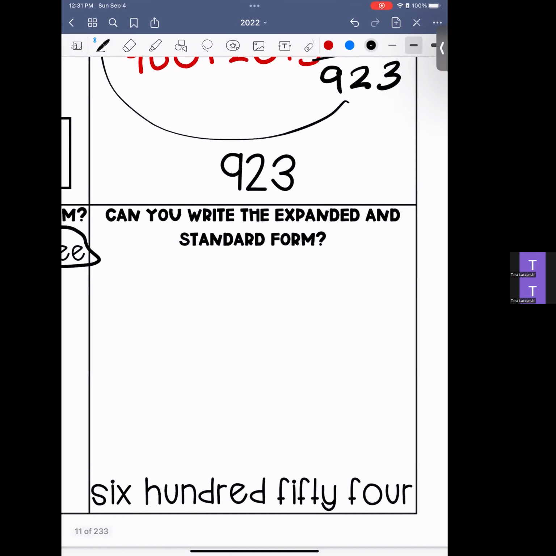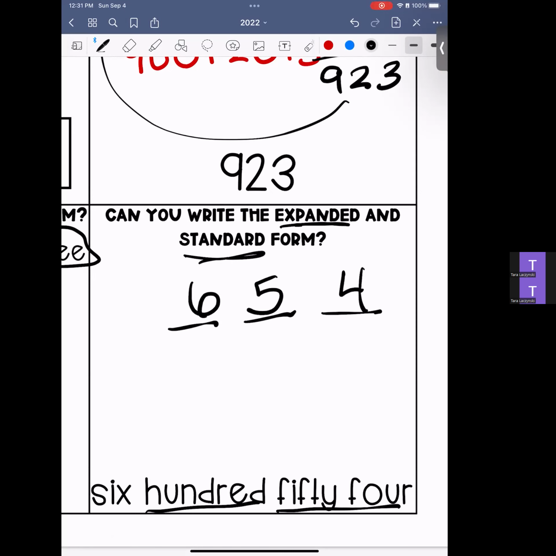All right, and on to our last question for today. This one we are going to write in expanded and standard form. So I'm going to start with putting it in standard form because that is going to help me write it into expanded form. So I have six hundred fifty-four. Again, starting with my beginning place value, I know I'm going to have a 6 in the hundreds place. And then 54, thinking about what 54 looks like, I'm going to put a 5 in my tens place and a 4 in my ones place. This is my standard form, okay?